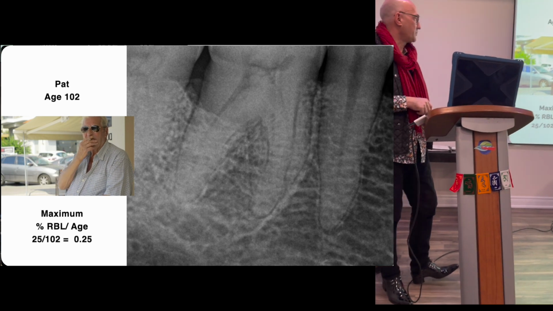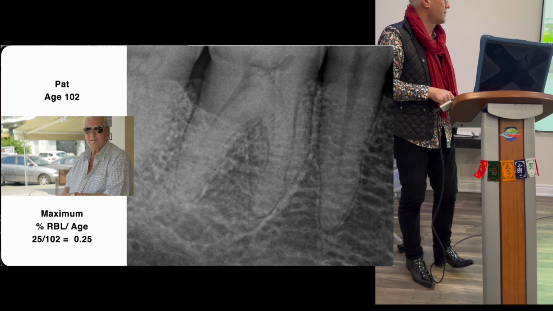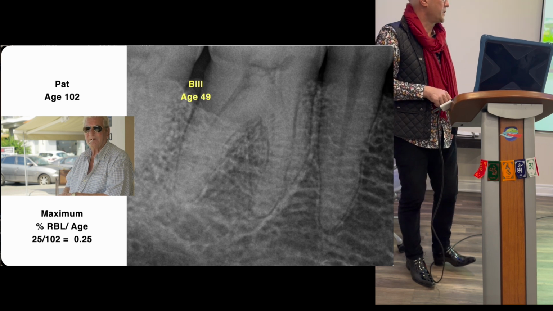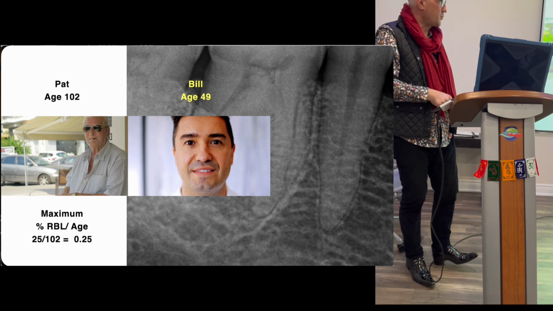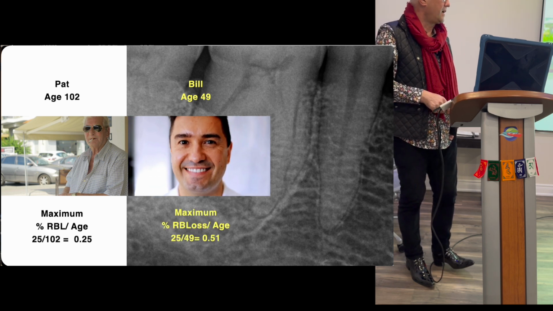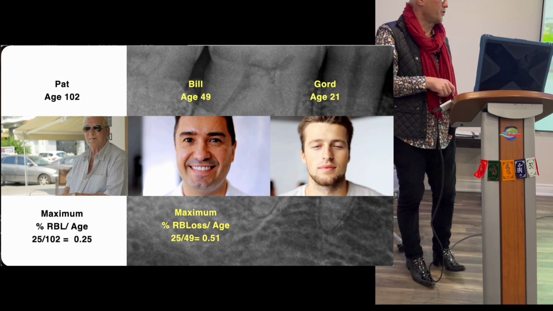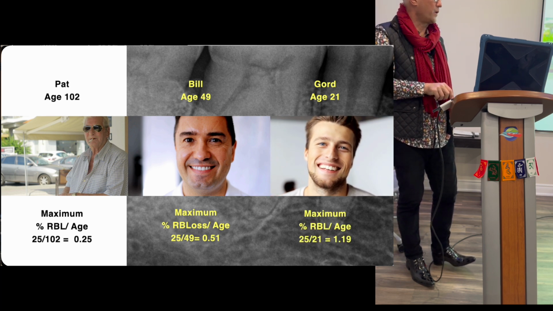Drew's got 25% bone loss. And he's 102. He gets a 0.25. And Bill is 49. And Bill has 25% bone loss, but he's 49, so it's 0.51. So it's a bit worse. And here's Gord. Gord has 25% bone loss, and he's only 21, and it's 1.19.